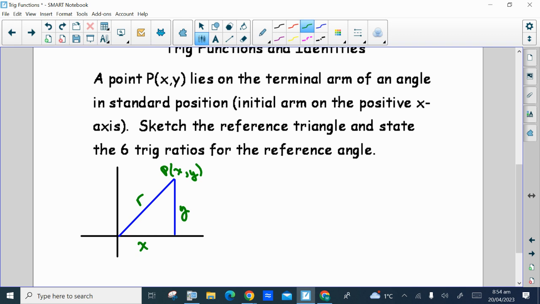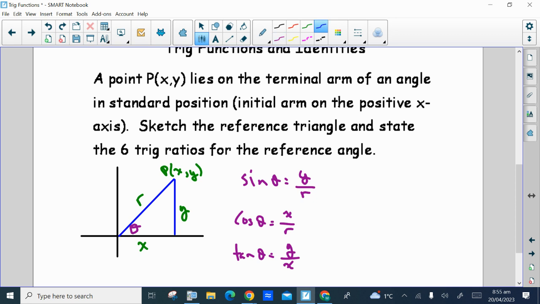And so we've got our 6 trig ratios, the first 3 being our primary trig ratios. Remember the sine of theta, which is opposite over hypotenuse. And theta, the reference angle, is the angle between the terminal arm and the x-axis. So sine, which is opposite over hypotenuse, will be y over r. Cosine is adjacent over hypotenuse. That'll be x over r. And tangent, opposite over adjacent, will be y over x. So those are our 3 primary ratios.